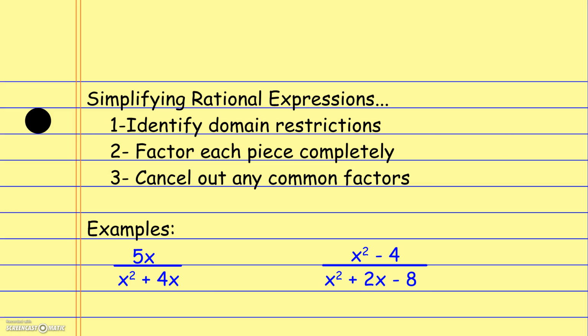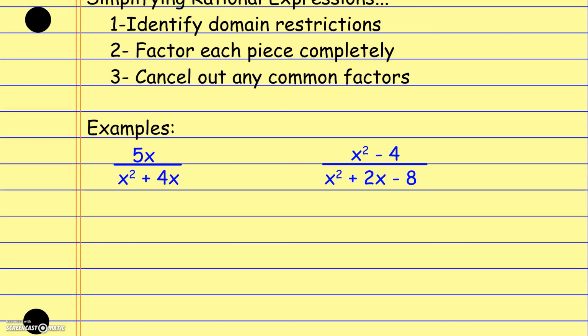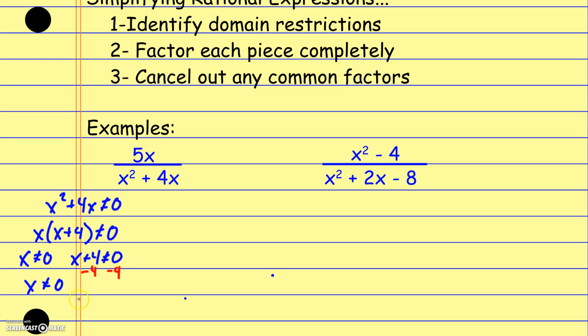So for example, when I look at this first one, I've got a 5x over x squared plus 4x. The first thing I do is I say, okay, what are my domain restrictions? And to do that, I set the denominator not equal to 0. So I say x squared plus 4x cannot equal 0. And I'm just going to solve this by factoring. Here I can factor an x out, which leaves me with an x plus 4. And now I set each factor. So I say x cannot equal 0. I say also that x plus 4 cannot equal 0. And I solve each. This one's already solved. x cannot equal 0. That one doesn't change. Over here for this one, we have to subtract the 4 from each side. So I find out that x cannot equal a negative 4. So I've got two domain restrictions here.